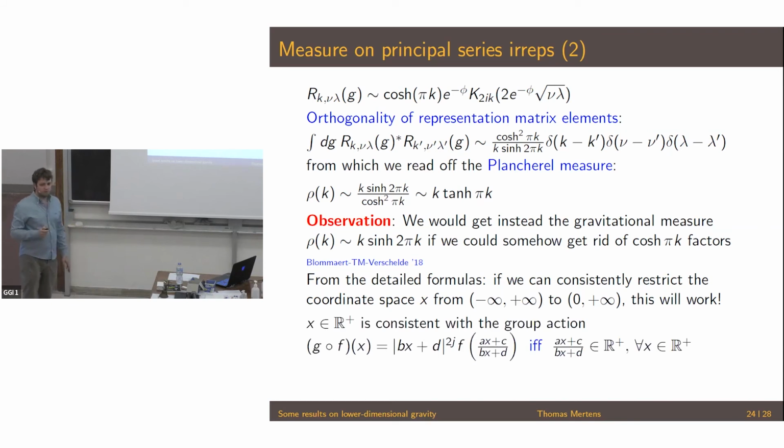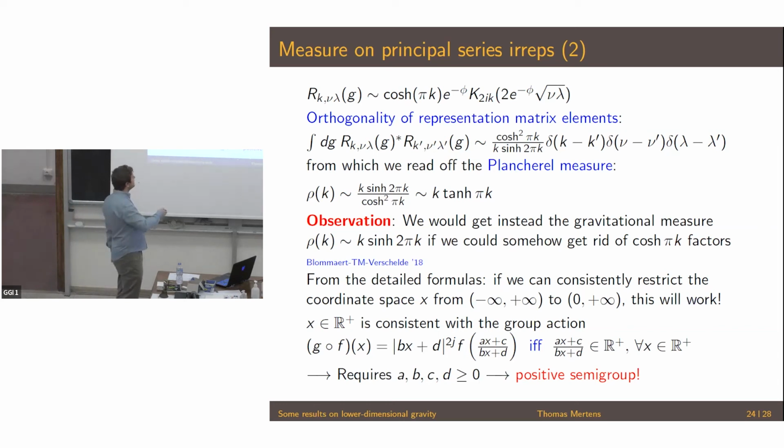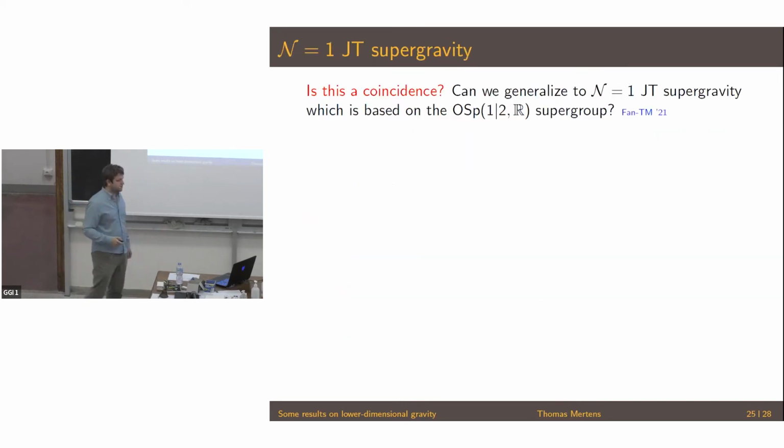Now, restricting to a positive coordinate space label X, you have to check whether this is consistent with the group action, because this group action maps the point X to the Möbius transformed point X, and that one has to be positive as well for this to be consistent. So if for all positive X you need this thing to be positive as well, this automatically requires that all 4 entries should be positive. So this restriction to positive X only makes sense for this semigroup construction. So this is at least an indication that this has something to do with indeed replacing the tanh with the sinh measure. So is this a coincidence?